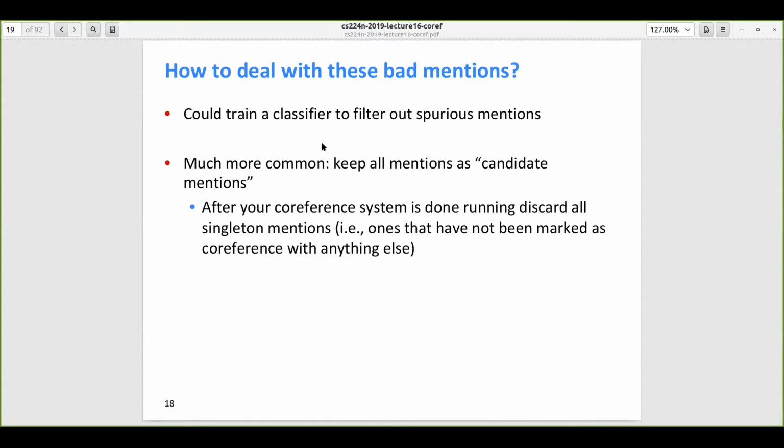So how do we deal with the bad mentions? One thing we could do is train a classifier that filters out any bad mentions. For example, we can get started by taking all the mentions as candidate mentions, and then we do the coreference. Once the coreference is done, we discard all the mentions that are not really coreferenced with anything else. So that's one way of getting rid of the bad mentions.